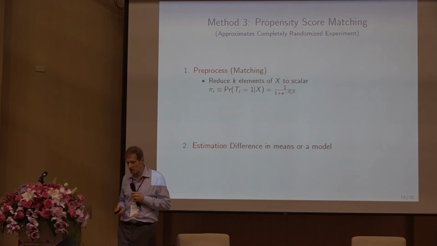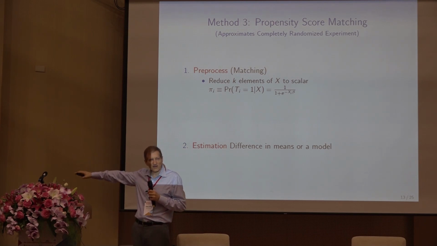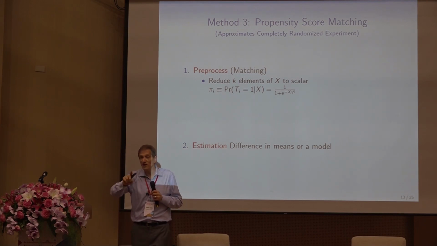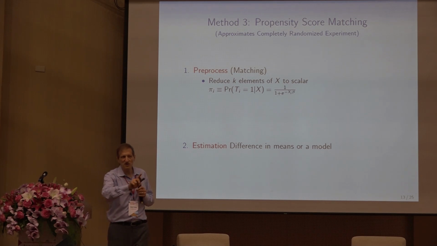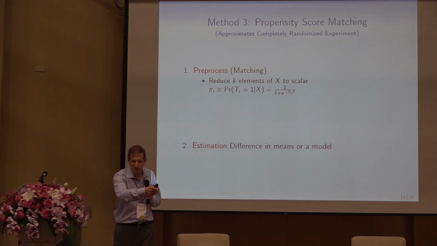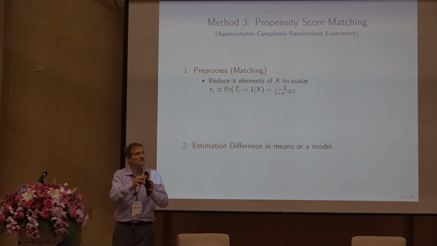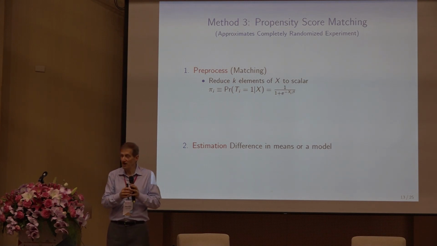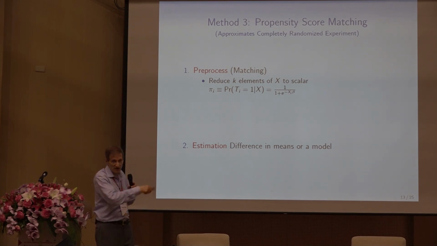How does pre-processing or matching work? Well, here's the way it works. First, we reduce all of our 25 covariates to one variable. How do we do that? We run a logit of the treatment variable. This is not the analysis model. This is just for the propensity score. We run a logit where the treatment variable, the 0-1 treatment variable, is temporarily the dependent variable. And the explanatory variables in this logit are all the confounders. And the predicted value of treatment is called the propensity score. It's the propensity to receive treatment. Everybody following? So this is the equation for a logit model.